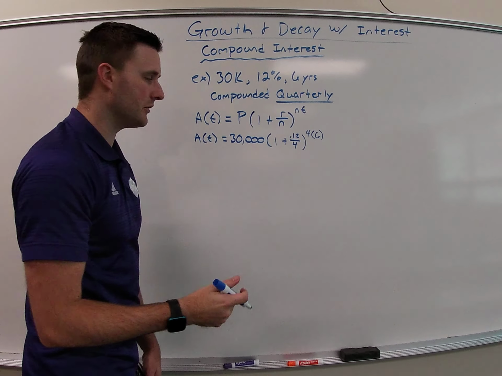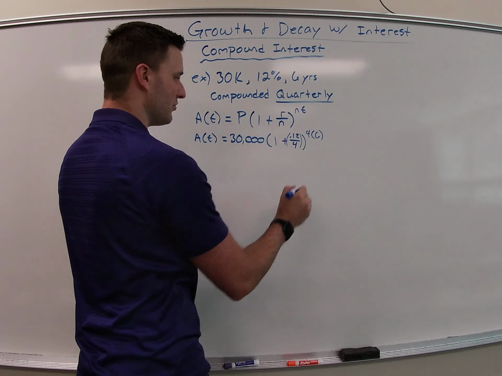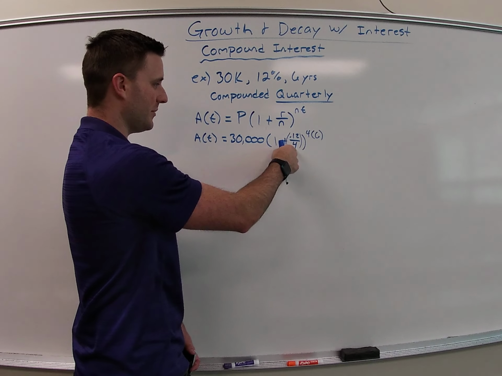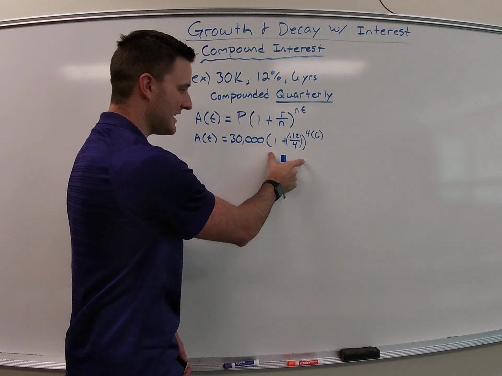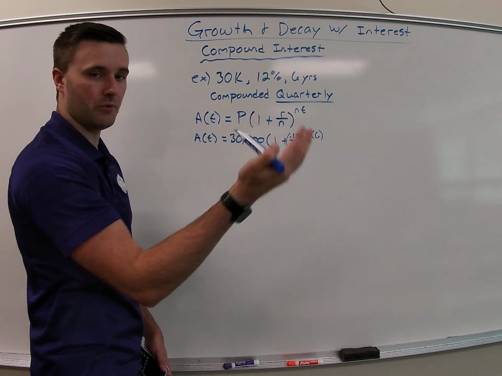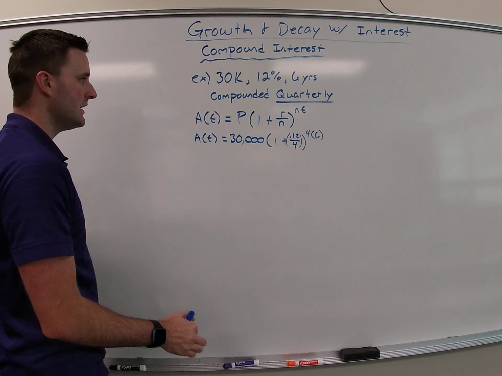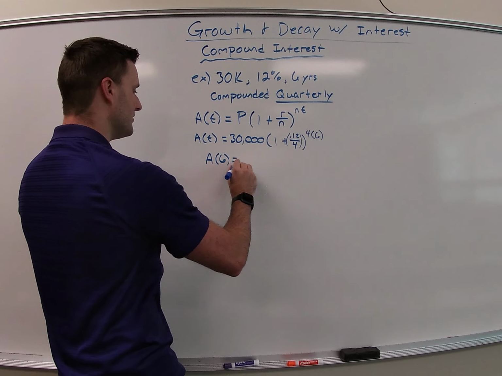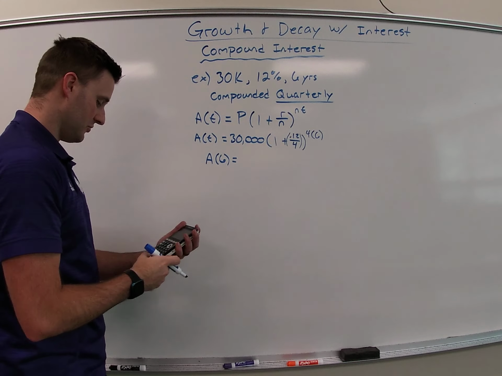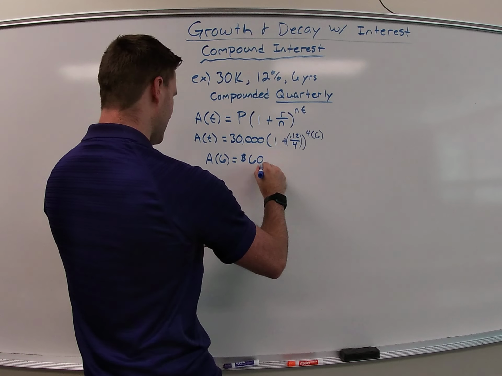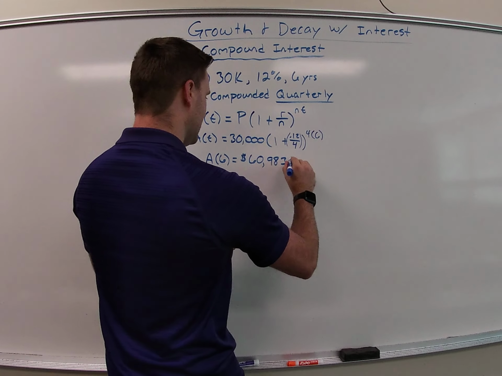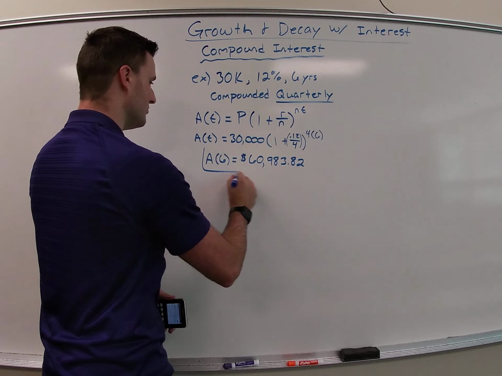Now, I have to warn you, in your calculator you're going to need to add an extra set of parentheses here. So 1 plus, anytime you enter a fraction, use parentheses, 0.12 divided by 4, close those parentheses and then close the entire parentheses. And then raise it to the 24, or to 4 times 6. Right? Now, if you plug that into your calculator, what I have after 6 years, and again, we're dealing with money, is going to be $60,983.82. So we're going to go to 2 decimal places.